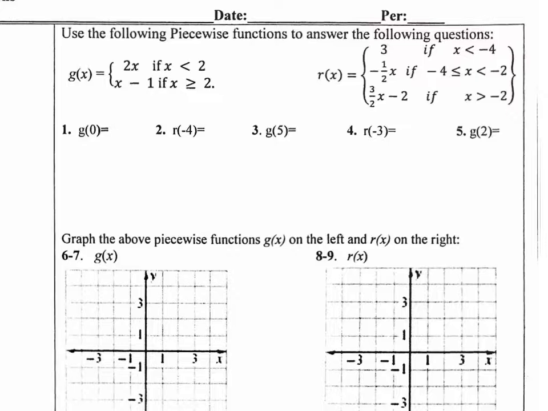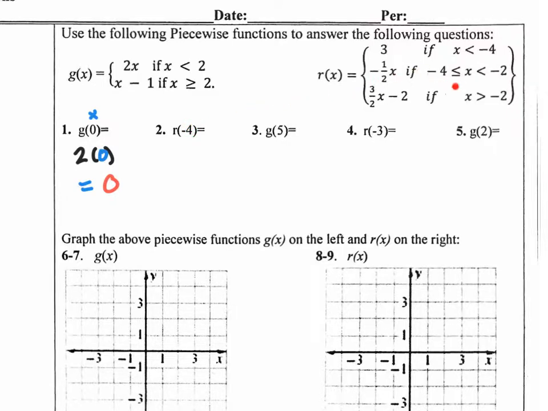So let's actually plug in by rewriting 2x, but instead of 2x, I write 2 times parenthesis, and we do have the x value of 0 that we're substituting in there, which means that 2 times 0 is 0. So your final answer for number 1 is 0. Moving on to number 2, r of negative 4. Here's r, and we need to plug in negative 4 somewhere.